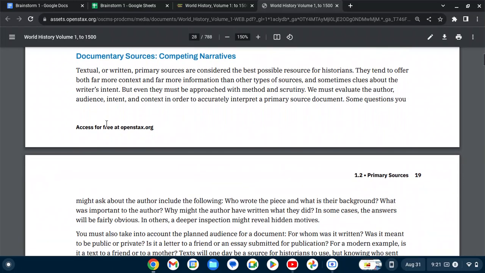Documentary sources, competing narratives, textual or written primary sources are considered the best possible resources for historians. They tend to offer both far more context and far more information than other types of sources, and sometimes clues about the writer's intent. But even they must be approached with method and scrutiny. We must evaluate the author, audience, intent, and context in order to accurately interpret a primary source document.